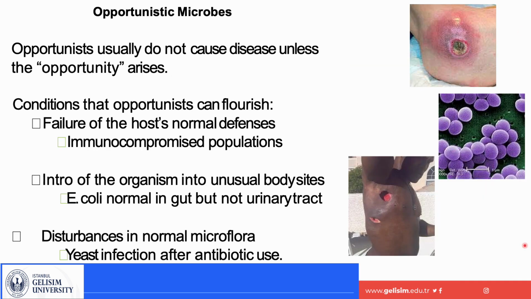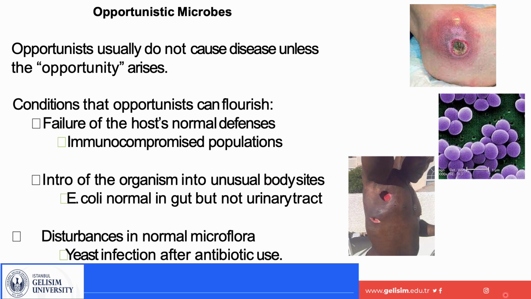So opportunistic pathogens, as I said, don't cause disease unless the conditions are right. If there's a breach in the skin, in other words, when there's a failure in the host defense system, that's one opportunity. The other is when there's an introduction of the organism into unusual parts of the body. Or it could be when there's a disturbance in the normal microflora. In an immunocompromised population, the host's normal defenses are weakened, and this allows these pathogens to flourish.